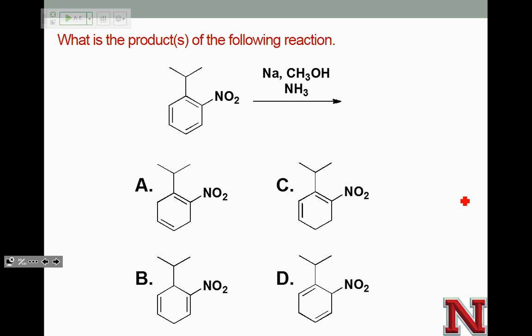There's one last reduction that we're going to talk about today. And this one's a bit special, and we're going to have to really look at the mechanism for this one. So this is called the Birch reaction, another named reaction.